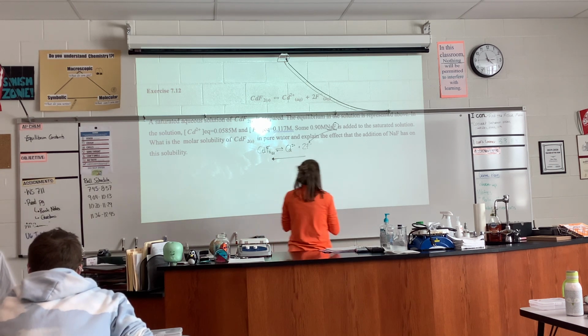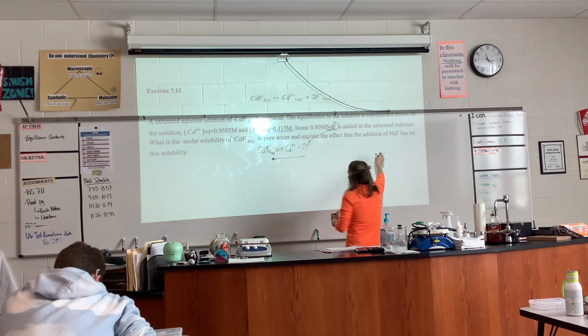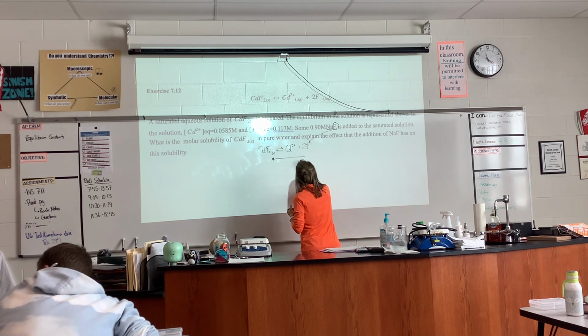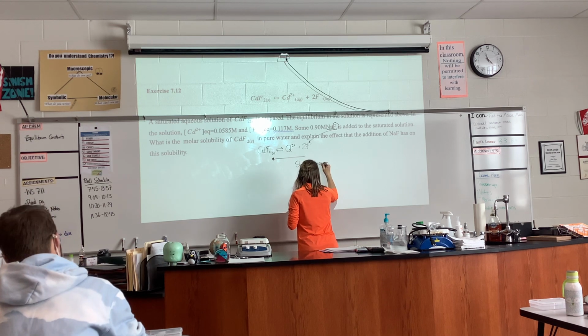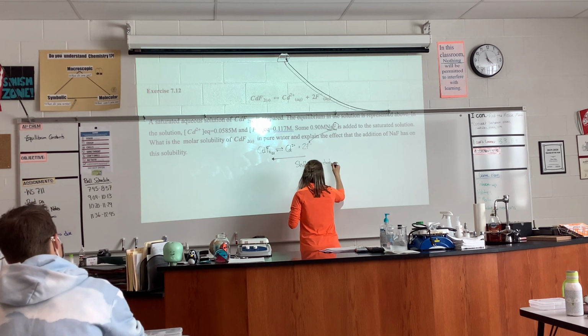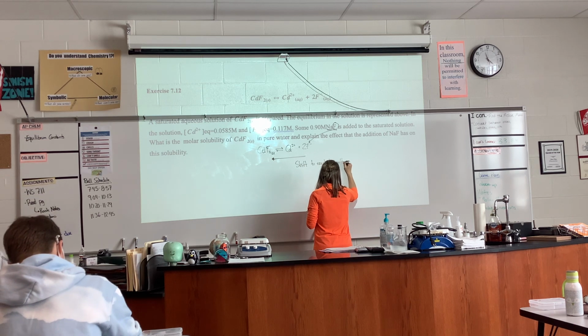So let's put some words to our answer here. It says, explain the effect of the addition of NaF. So by adding NaF, we are going to shift to the reactants, resulting in more precipitant.